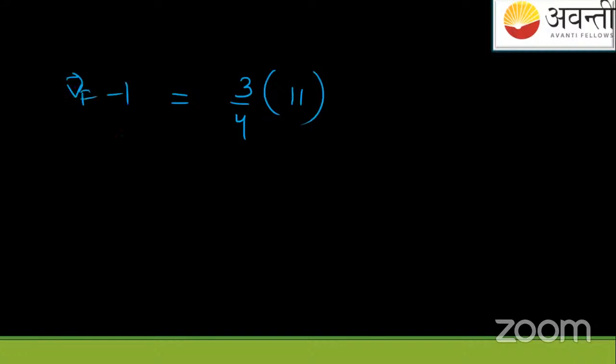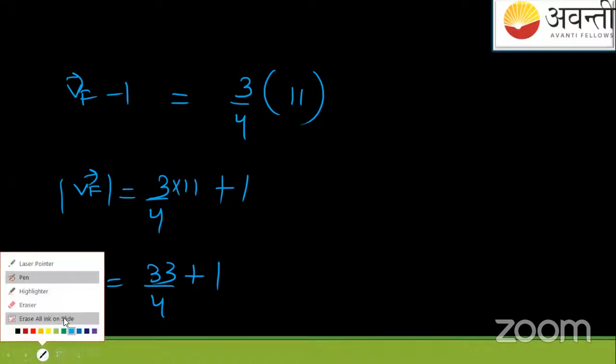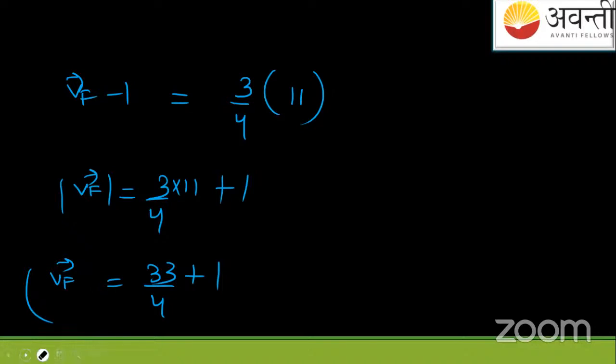Vf minus 1. If we add these things, plus 1, this gives 33 plus 4 upon 4. This will give the velocity of fish with respect to ground, by the way. You can treat it as the velocity of the fish as we are observing from the external condition, I mean, our feet are on the ground. So the velocity of the fish is 33 plus 4 upon 4.